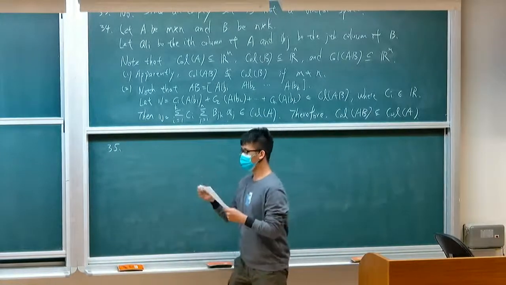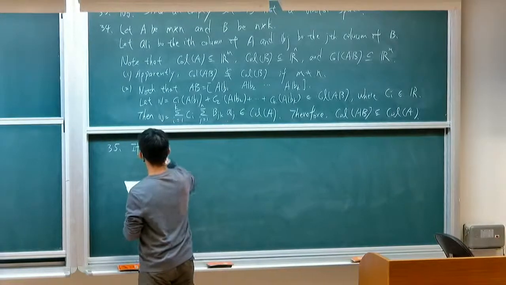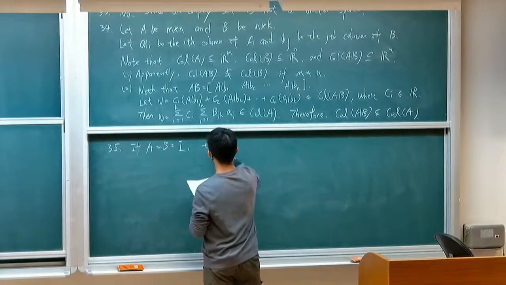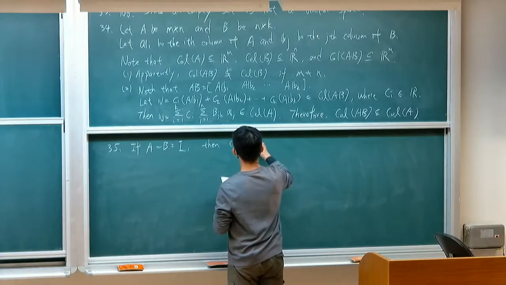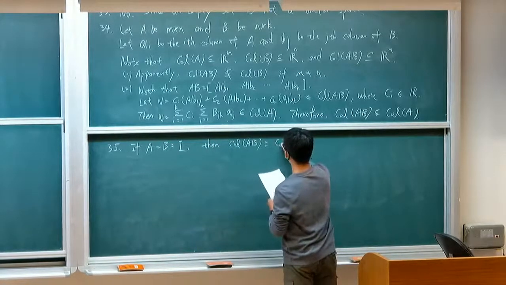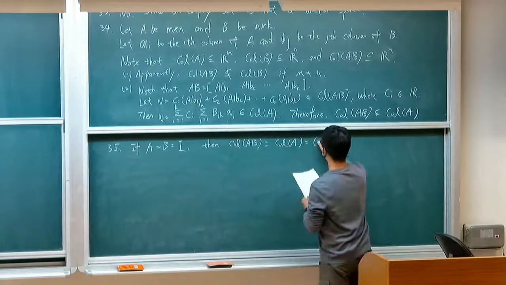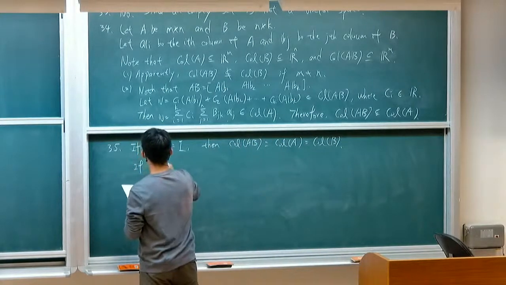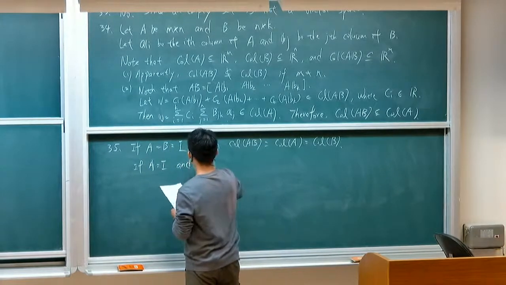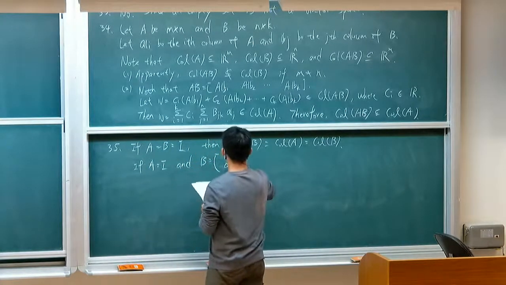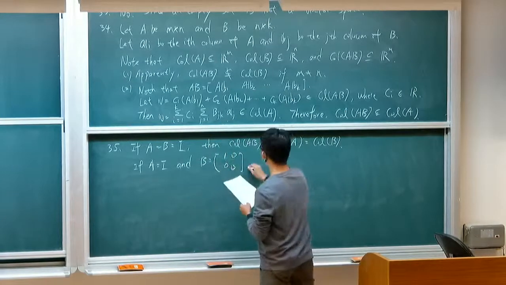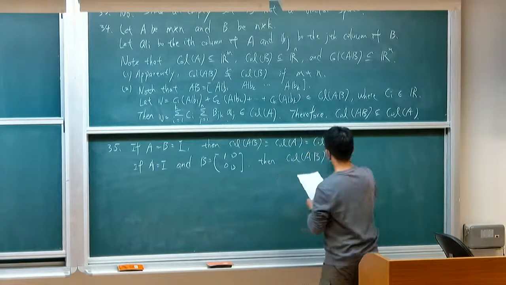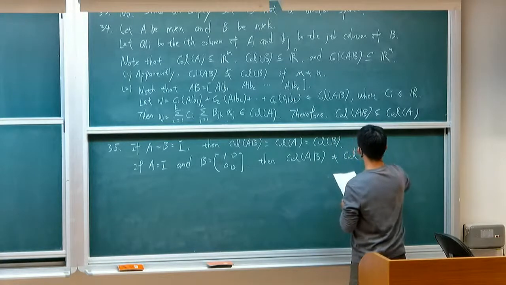Here I will give you some examples. If A and B are both identity matrices, then the column space of AB will equal the column space of A and the column space of B. And if A is identity and B is not identity, with B being 1 0 0 0, then the column space of AB is not equal to the column space of A.